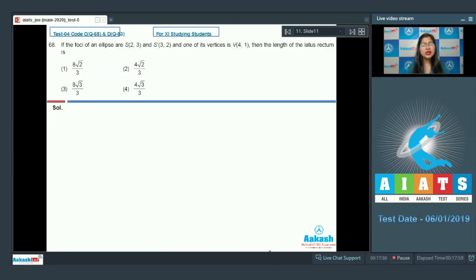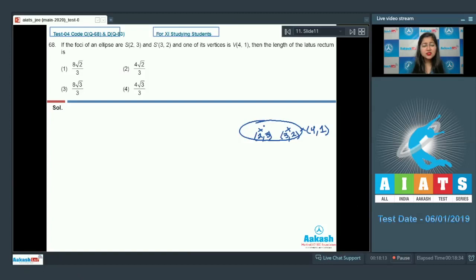Next is question number 68, which says that if the foci of an ellipse are S(2, 3) and S'(3, 2), and one of its vertices is V(4, 1), then the length of the latus rectum is. Let us say this is the ellipse whose foci are (3, 2) and (2, 3), and one of the vertices is (4, 1).